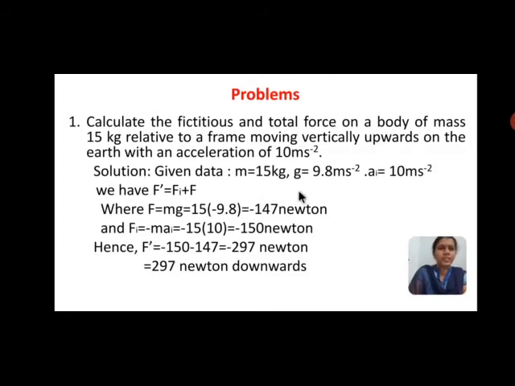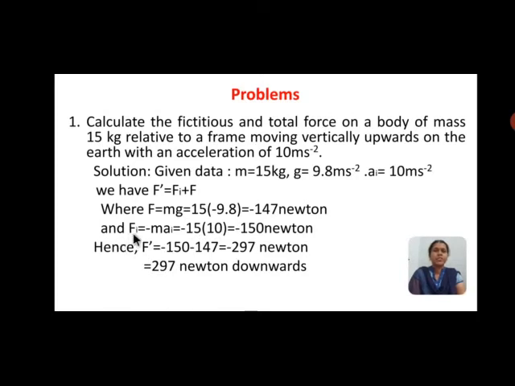So first we will write the given data, that is mass is 15 kg and acceleration is a = 10 meter per second square. We can take the standard value, that is small g, acceleration due to gravity, is 9.8 meter per second square. We have to calculate the total force. The total force is given by F dash is equal to Fi plus F, where true force F is equal to m into g. This becomes 15 into minus 9.8, that is 147 Newton, where the Newton is a unit for the force, and this is the force acting in a downward direction.